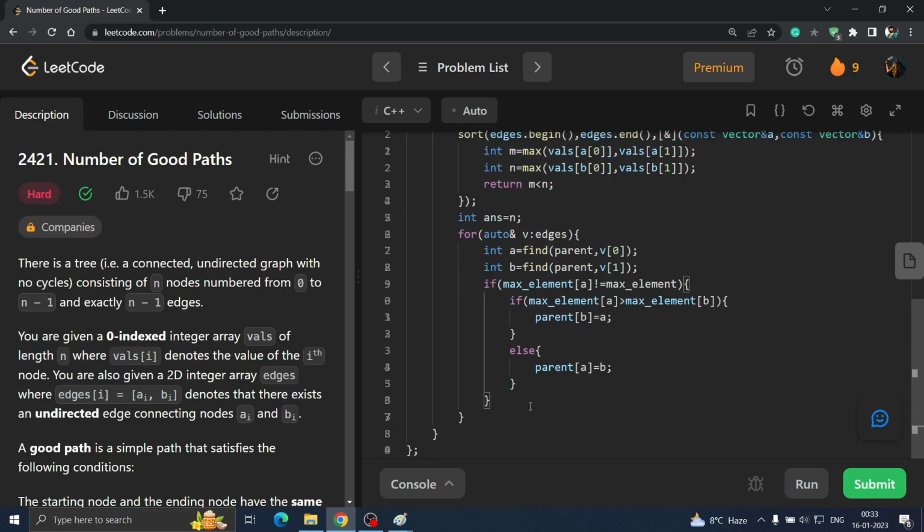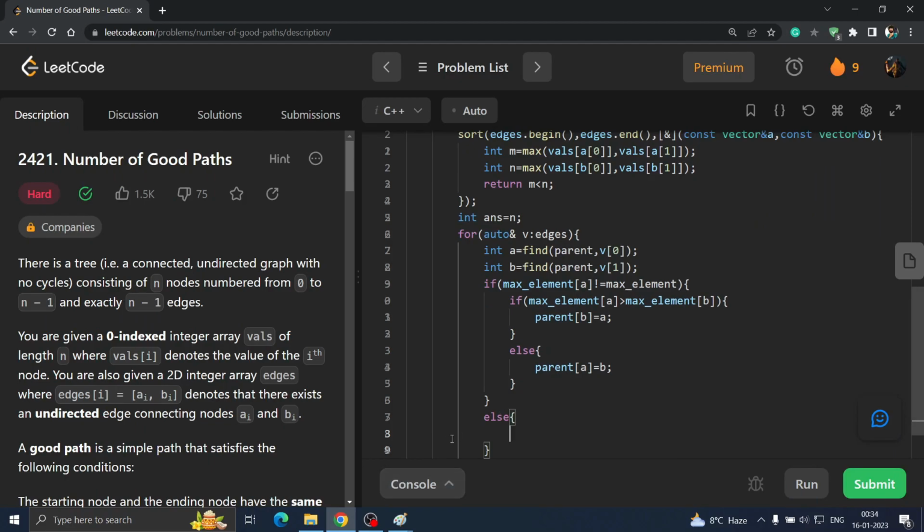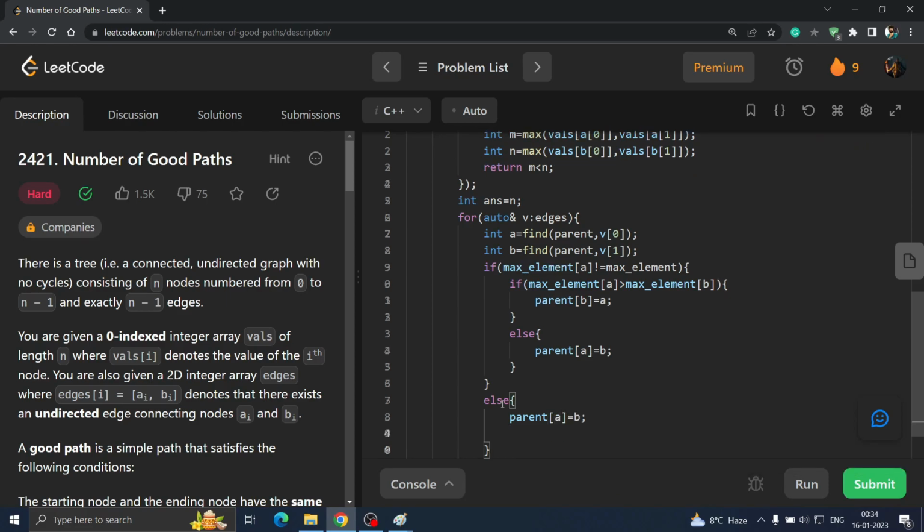And if this is not the case, if both elements are equal, that is max element a is equal to max element b, that is a and b are equal and they are having frequency 2 and 3, then what you have to do, you will write parent b is equal to a, or you can also write parent a is equal to b, whichever you like, because in this case both the max elements are equal, and you will multiply it by frequency. How you are getting the frequency? You got it in the count map, yes or no? So you will multiply the frequency count a into count b. You are getting the frequency multiplication to get the number of good paths. You are adding those paths to the answer.